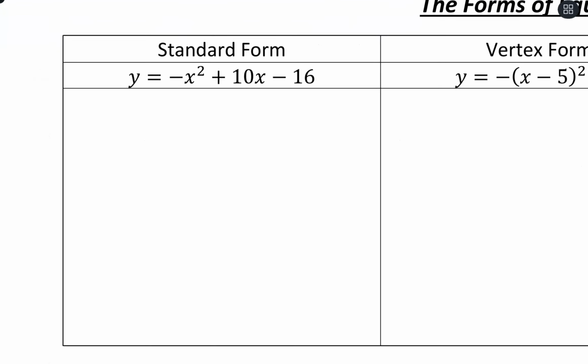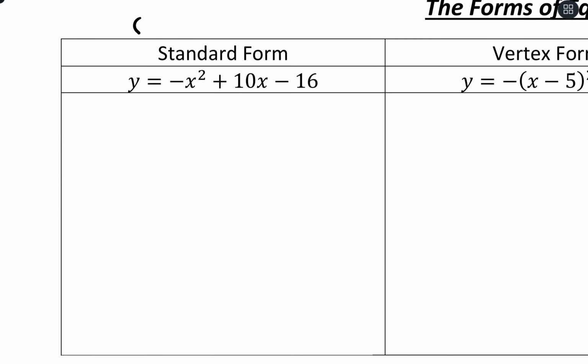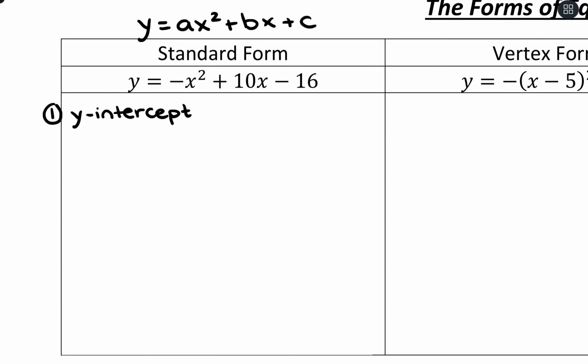So let's talk about standard form first. This is what we've been looking at so far, y equals ax squared plus bx plus c. The thing that we could immediately read from our standard form is our y-intercept. That would be the first piece that we could find without much calculation, because it always ends up being equal to c. So you can immediately get our y-intercept at (0, c). For our example above, negative x squared plus 10x minus 16, we'd have the coordinate (0, negative 16).